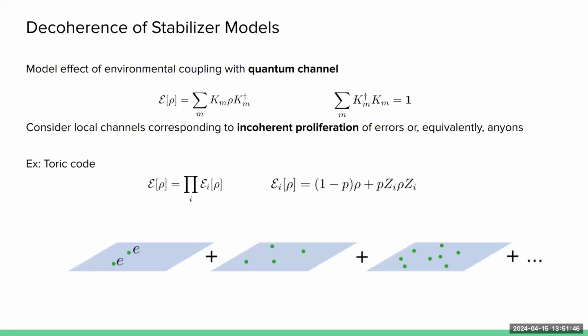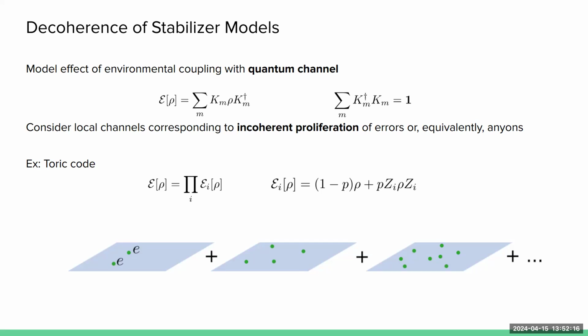Now that we have these topological orders, we want to try to couple them to an environment to generate interesting mixed states. Rather than modeling this coupling to the environment microscopically, we'll take a more generic picture and think of the coupling to the environment as just being some quantum channel, something which maps density matrices to density matrices. Such quantum channels can always be expressed in a so-called Kraus form, where these Ks are generic operators which satisfy this trace preserving condition.